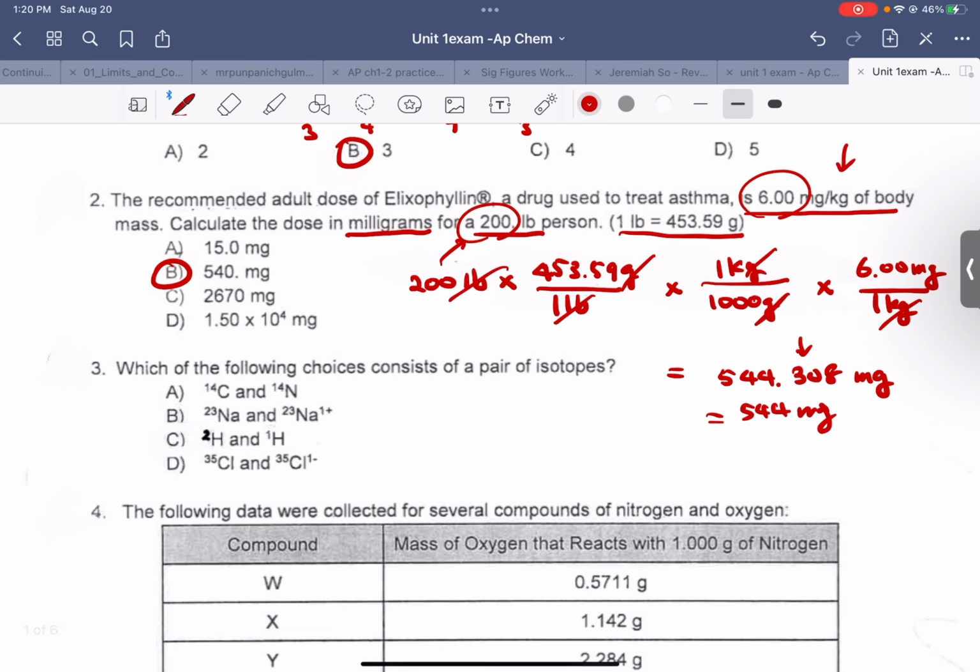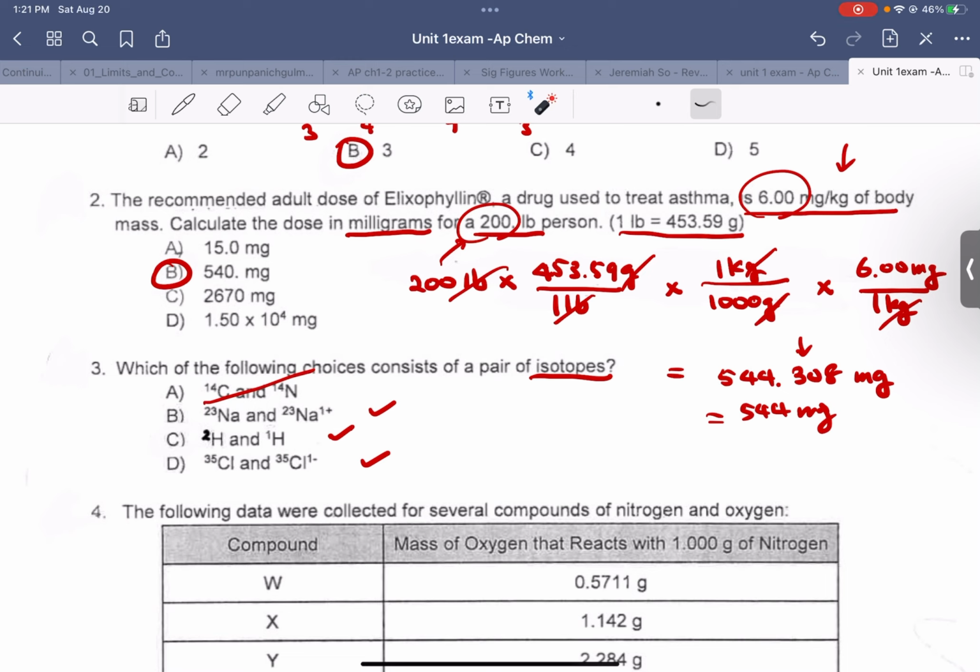Number 3. Which of the following choices consists of a pair of isotopes? Isotopes should be the same element, so it cannot be a different element. Either this or this or this should be the same element. The only difference between the two is the number of neutrons, which means their mass will also be different. That's the only difference.